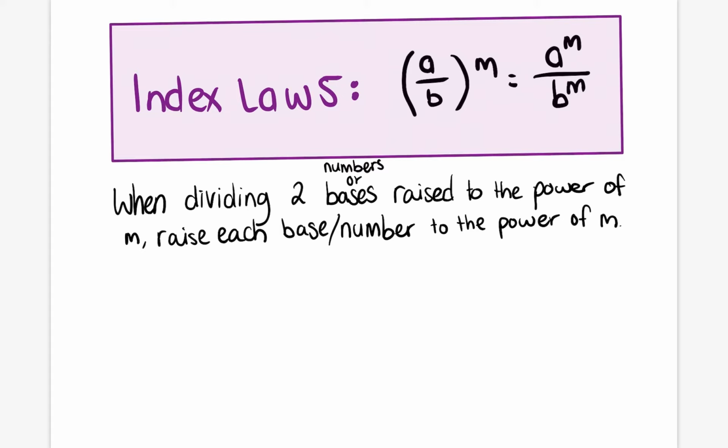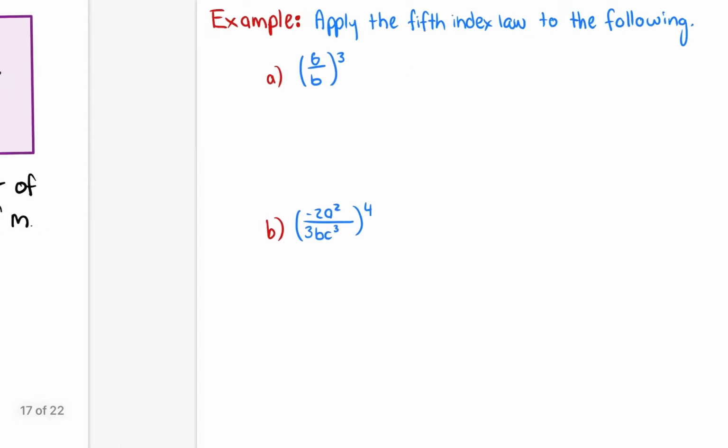So what it says is we've got division going on here, and there's a power outside the brackets. We apply the power to both the top and bottom of our fraction. So as you can see here, we've got A divided by B, and it's all to the power of M, so we just put the power of M on both. So if we quickly go and do some examples.